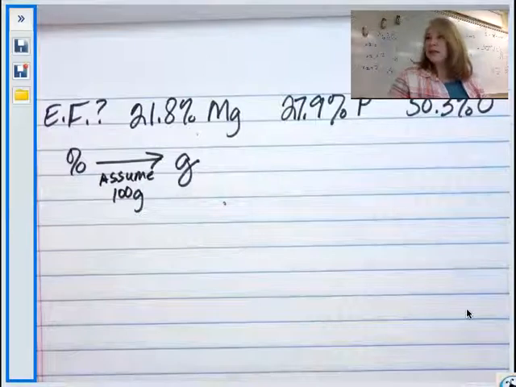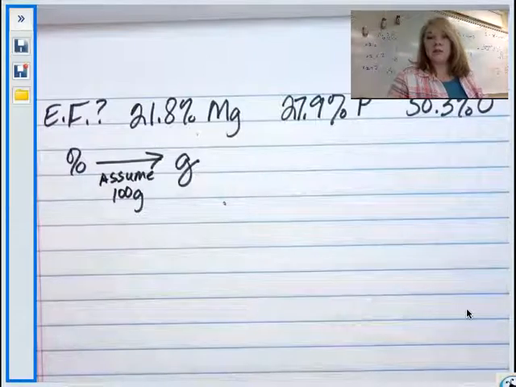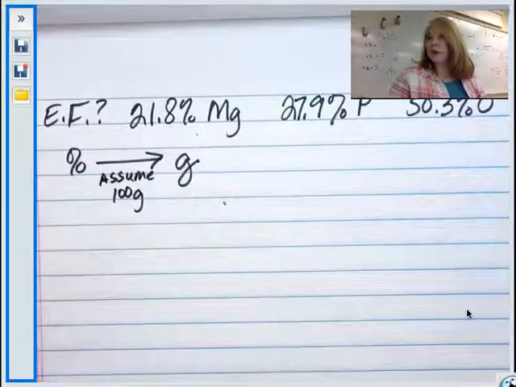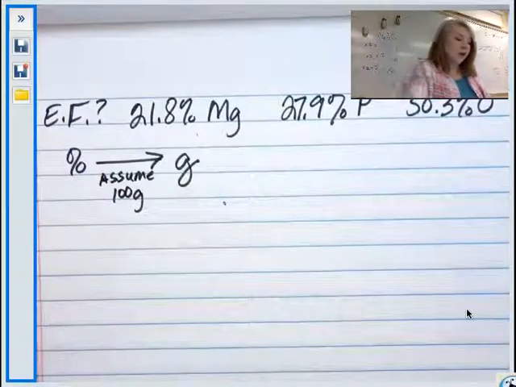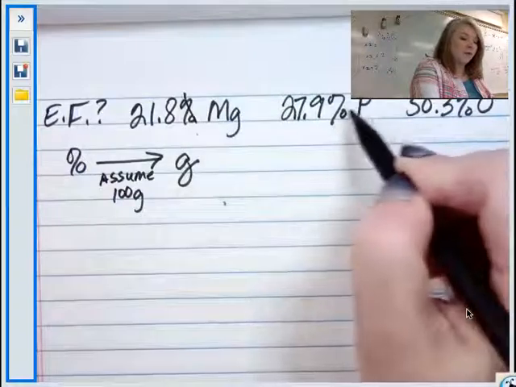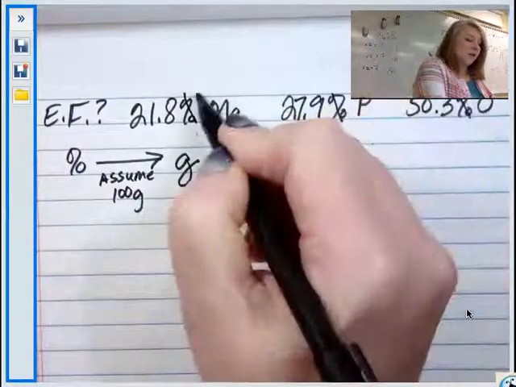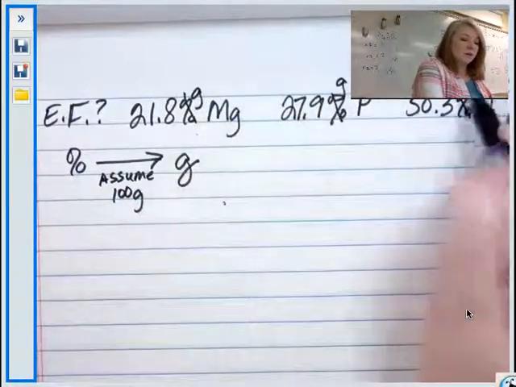21.8. And 27.9 grams would be phosphorus, and 50.3 grams would be oxygen. They didn't tell us how much we had, so we can just real quickly make that assumption. So all I'm going to do is cross off my percents, and instead of having percent there, I'm going to change that to grams.